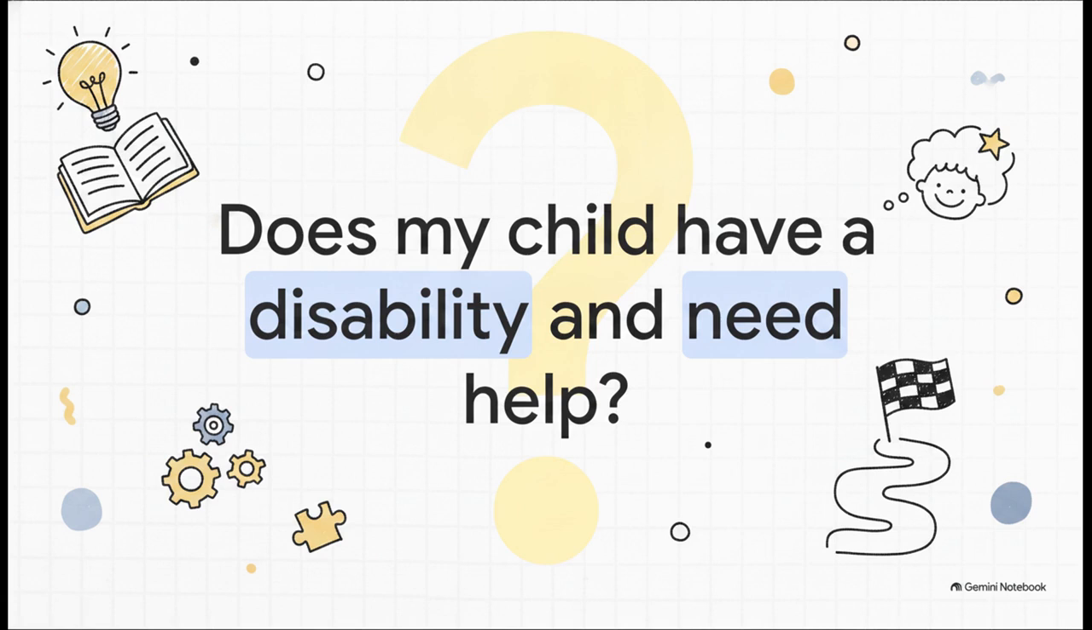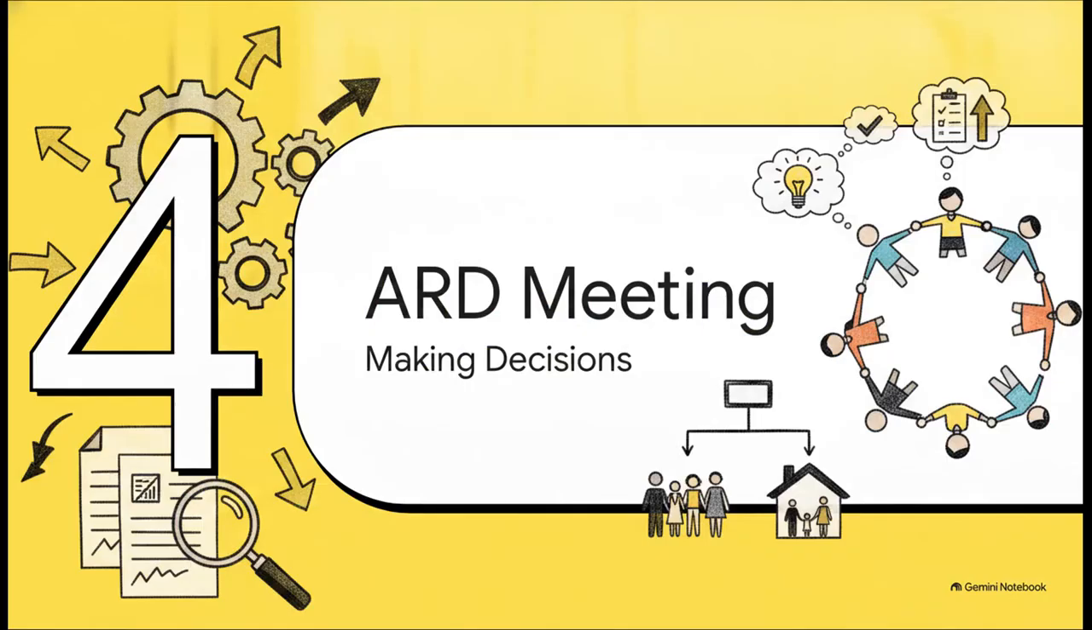Number 1, does your child actually have a disability that fits into one of the 13 federal categories like autism or ADHD? And number 2, do they actually need special education because of it? Meaning, does this disability impact their learning so much that standard, occasional extra help just won't cut it? If the answer to both of these is yes, your child is officially eligible. Which brings us right to Section 4, the ARD meeting decisions.